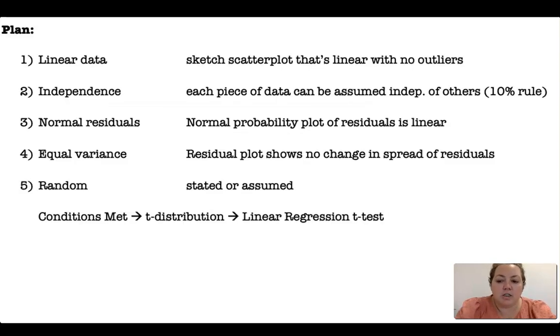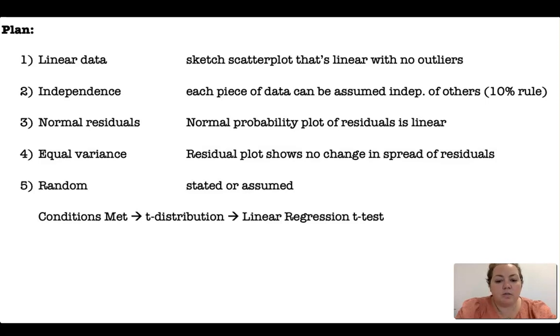Our conditions. So our conditions are a little bit different for a linear regression t-test or t-interval. So we need to have linear data. So you're going to sketch a scatter plot that's linear with no outliers. They need to be independent. So each piece of data can be assumed independent of the other. This would also be your 10% rule.